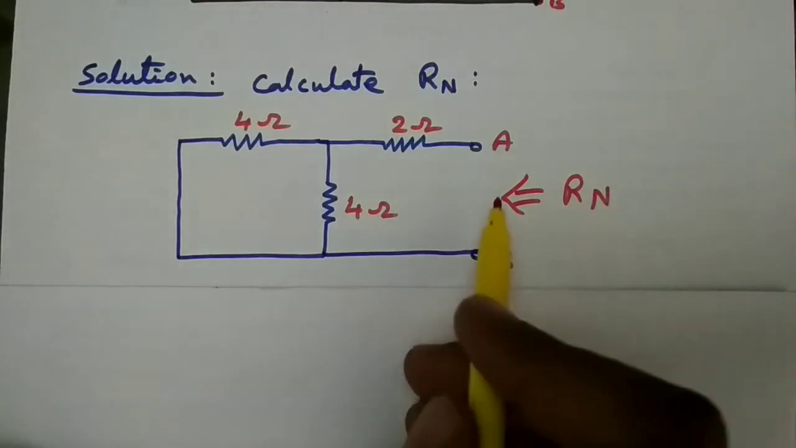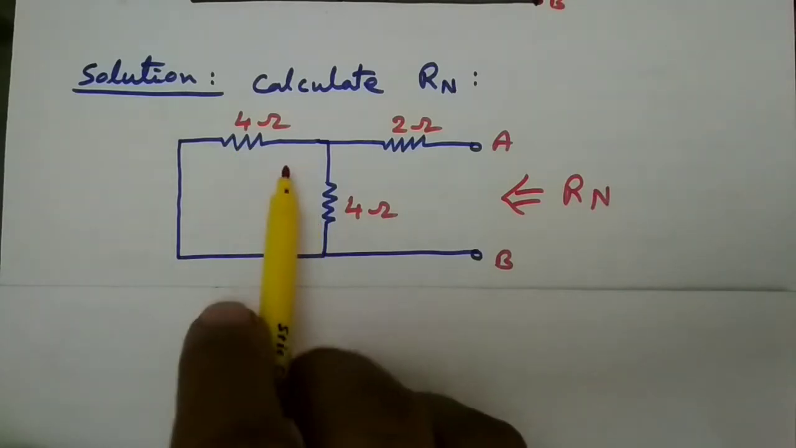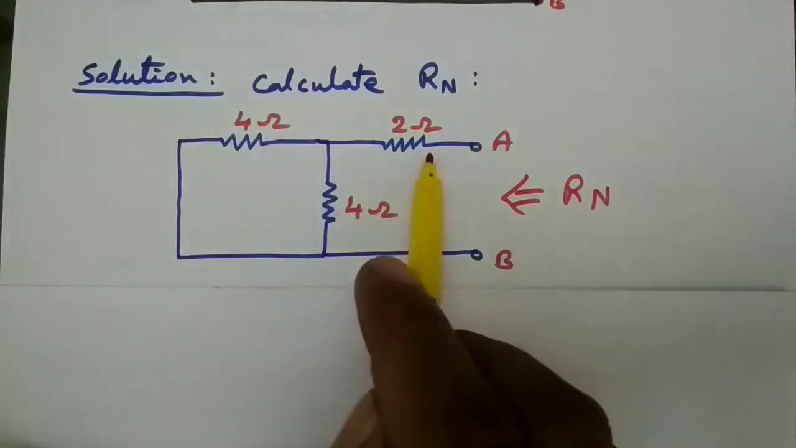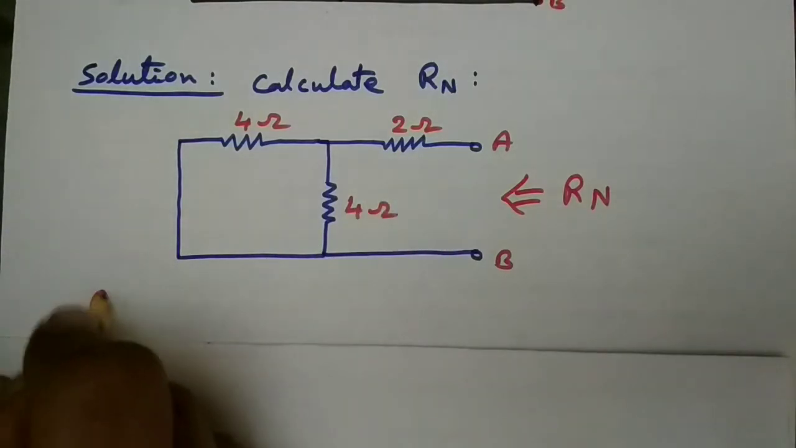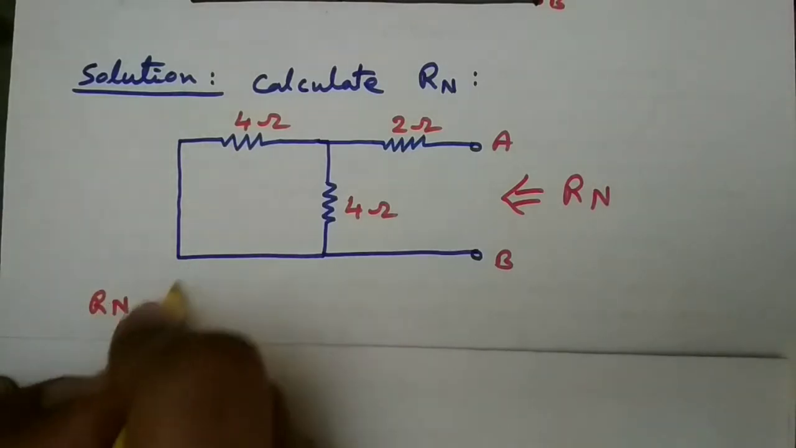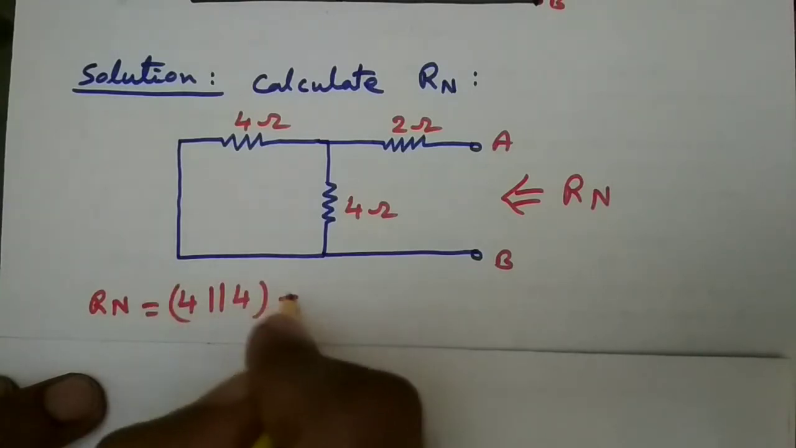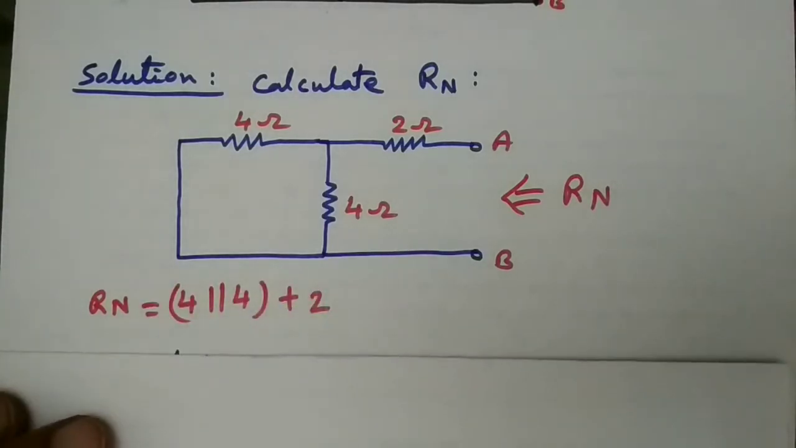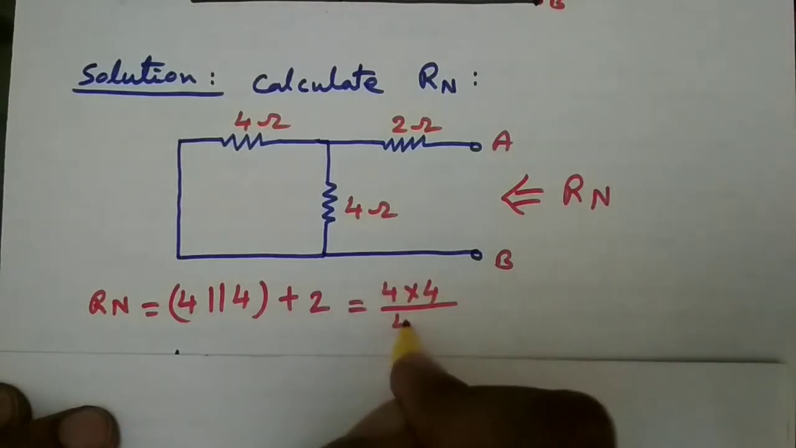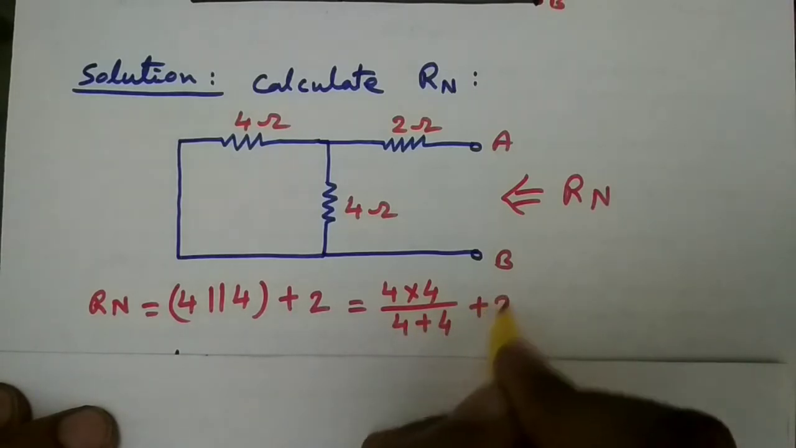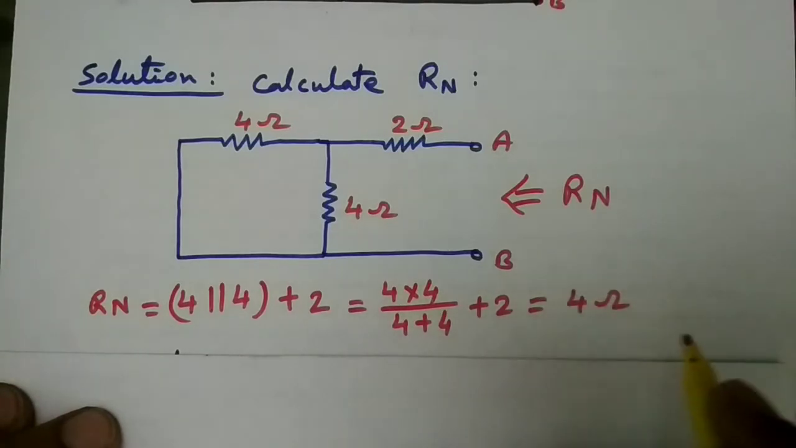So from this side we can see that 4 and 4 are connected in parallel, and then with this combination 2 ohm resistance is in series. Therefore Rn will be 4 parallel 4 plus 2. So it will be 4 into 4 upon 4 plus 4 plus 2, and it will be equal to 4 ohms. So this is our Rn.